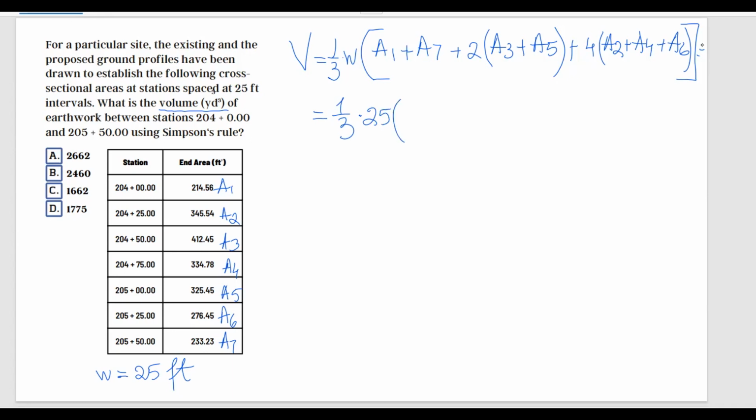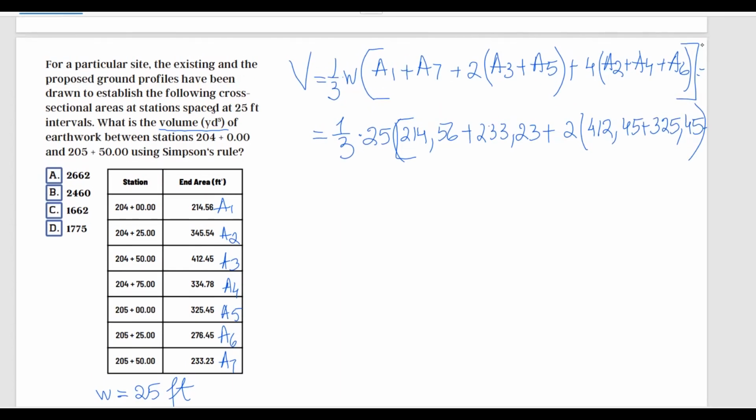And then area 1, 214.56 plus area 7, 233.23 plus 2 times, this is a square parenthesis, 2 times multiplied by A3 is 412.45 plus area 5, 325.45.